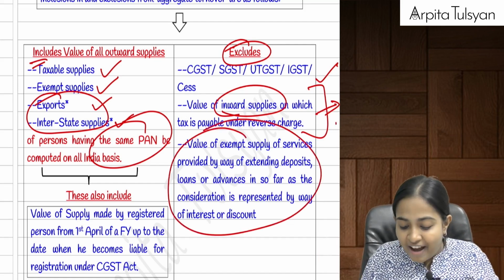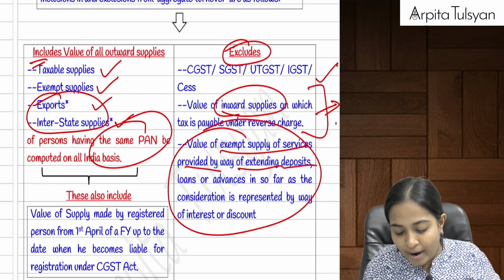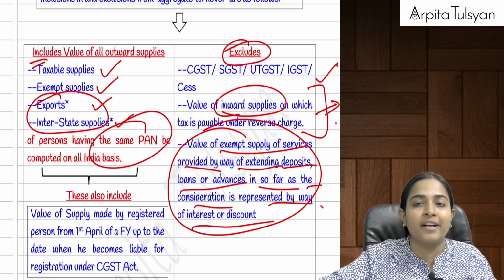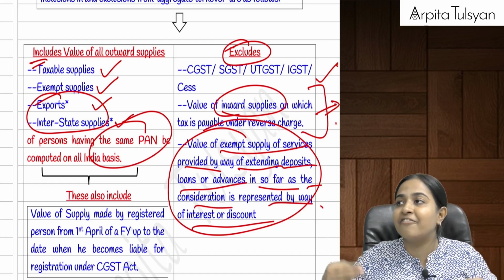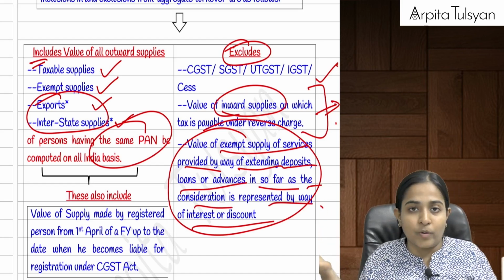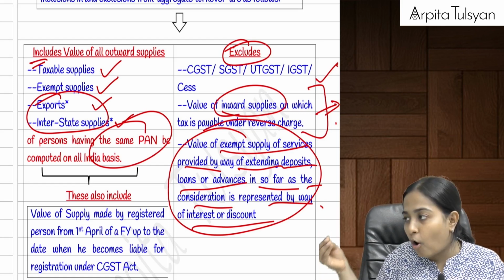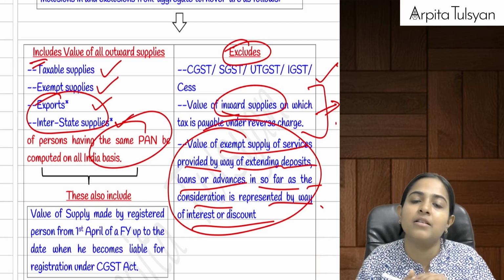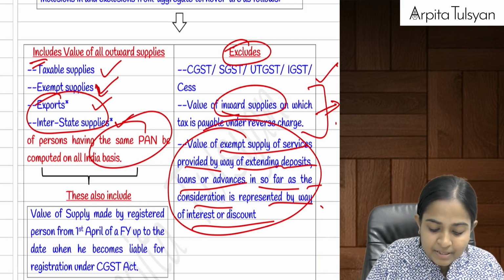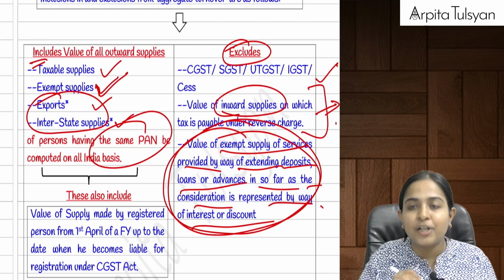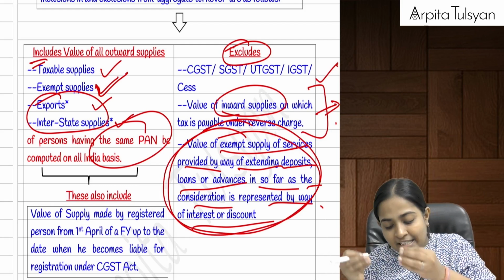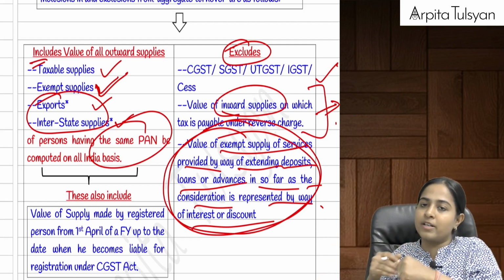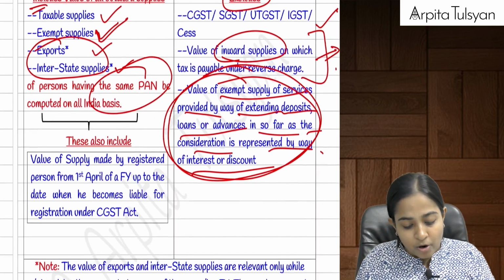And yes, also the value of exempt supply of services provided by way of deposits, loans or advances, insofar as the consideration is represented by way of interest or discount. Example, if I have given any loan on which I am going to get consideration in the form of interest, we are going to study this in the exemption chapter. This is an exempt supply. Normally the exempt supply is included here, but this particular exempt supply of services by way of deposits, loans, advances where the consideration is in the form of interest or discount, even that has to be excluded.